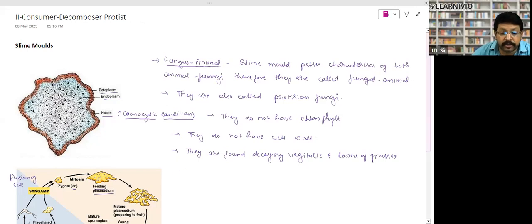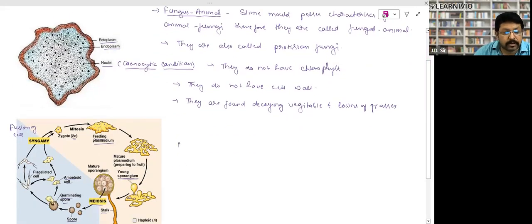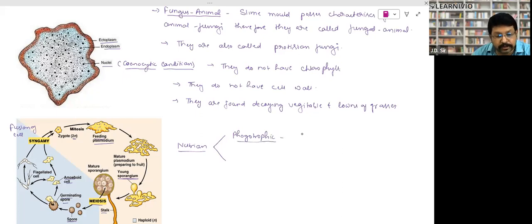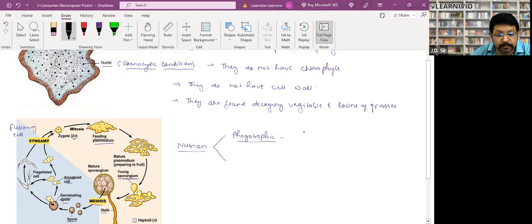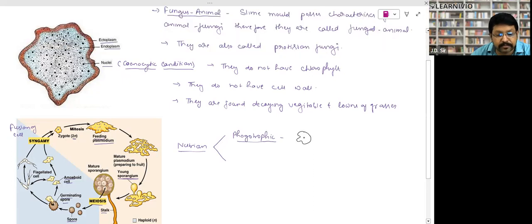Now, what kind of nutrition do they have? Their nutrition is of two types, right? Sometimes they behave like animals. That's why they are called fungal animal, right? So they are phagotrophic. Do you know what phagotrophic nutrition is? What does phagotrophic nutrition mean? Suppose this is the slime mold. Try to understand me, and in case you didn't get it, tell me. Suppose this is a cell, right? And this is the food particle.